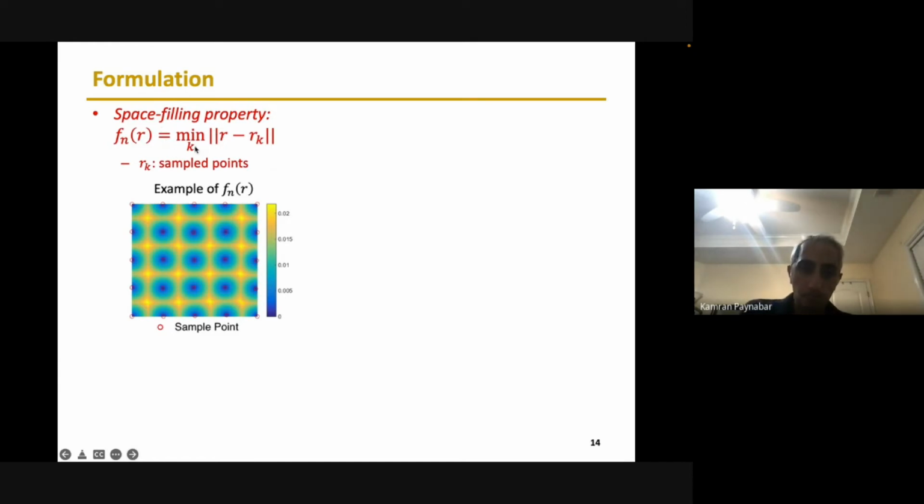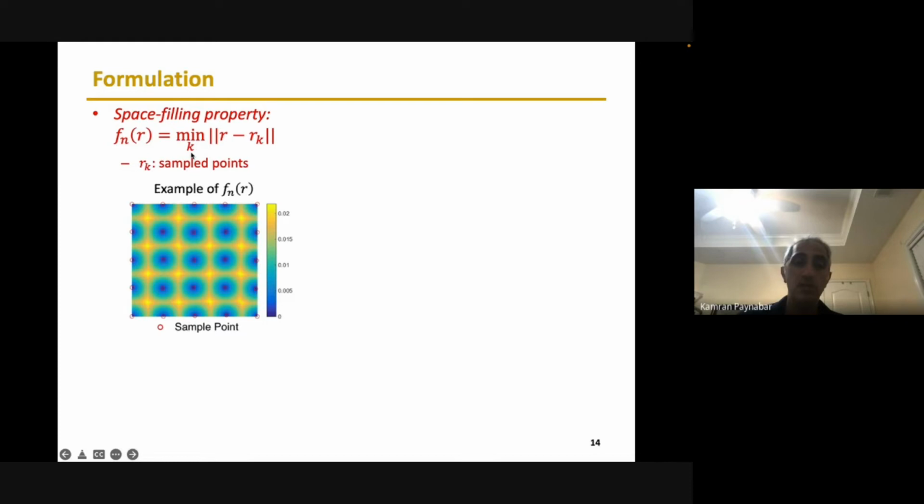So the first part of the function, as I said, there is a balance between exploration and exploitation. The first part is exploration, and we are using a space filling design. What is a space filling design? It means that when you have a sample, you want to fill the space. You want to make sure that all the points are collected. And this is done by this criterion.